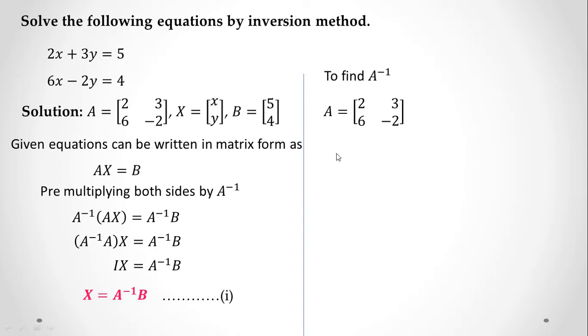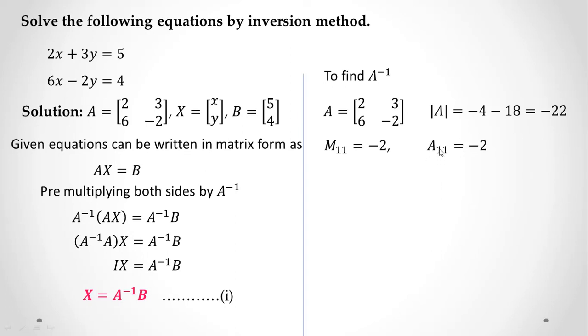So see the minors. First of all, we have to find the determinant. So what is the determinant? Determinant here, minus 4 minus 18 is equal to minus 22. Now minor M11 is the minor of this element. You know how to find the minors. Remove the row and column, so here the minor is minus 2.